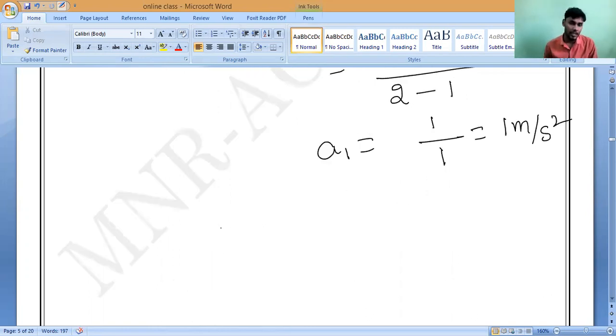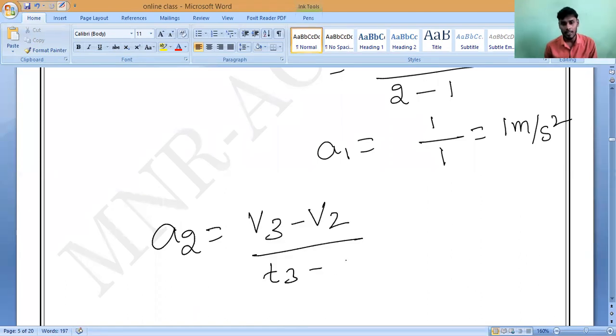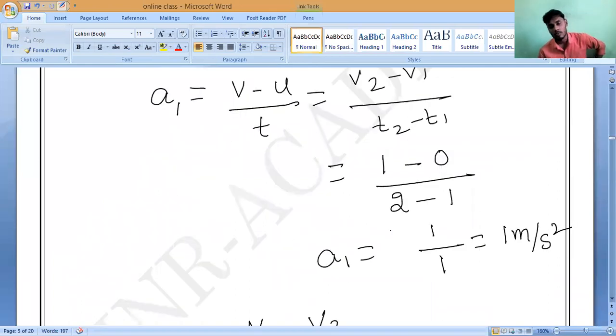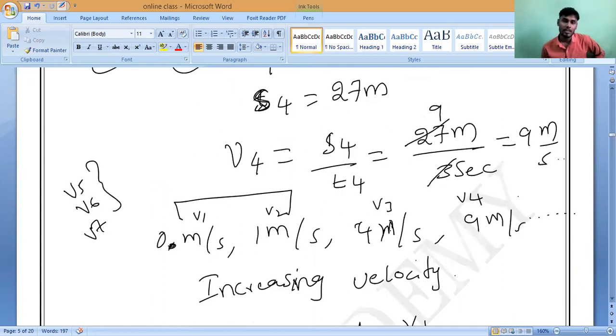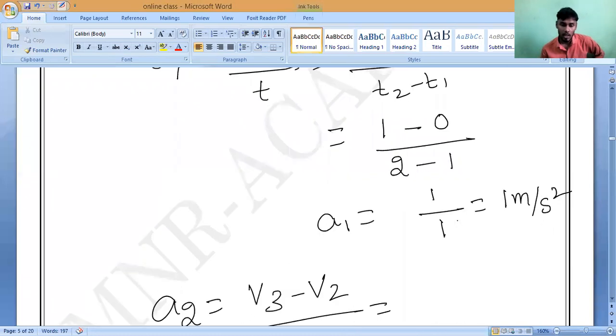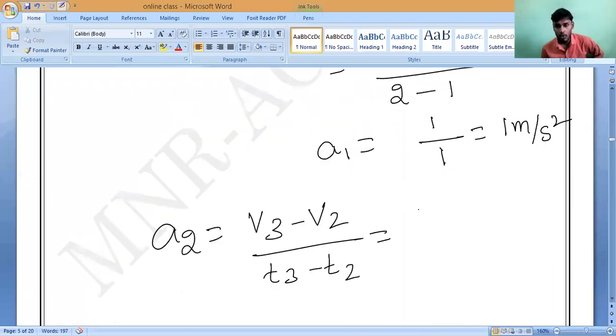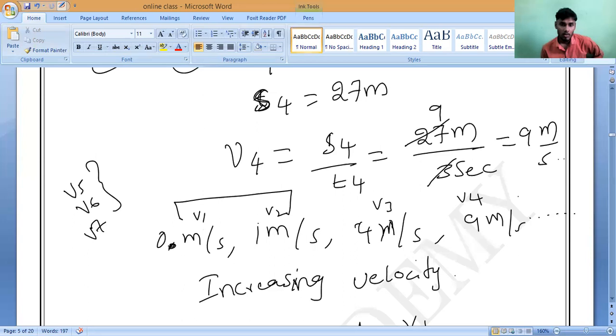Now like that A2, please check it, all of you. A2 equals V3 minus V2 divided by T3 minus T2. Yes or no? Others also, is there anyone? Tamil Selvan, Manya and Samya, at least in chat you can respond, correct? So now V3 equals how much? 4 meter per second, minus V2 equals how much?